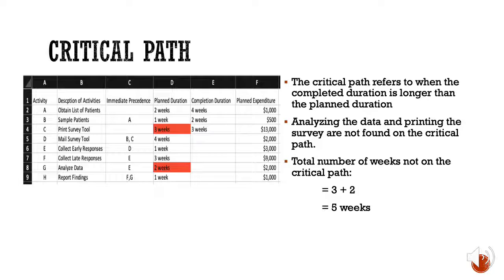Here we have the critical path table. The critical path refers to when the completed duration is longer than the planned duration. Shown in red, activities C and G did not lie on the critical path, so the sum of their weeks will be subtracted from the total weeks. The total number of weeks not on the critical path is therefore 5 weeks.